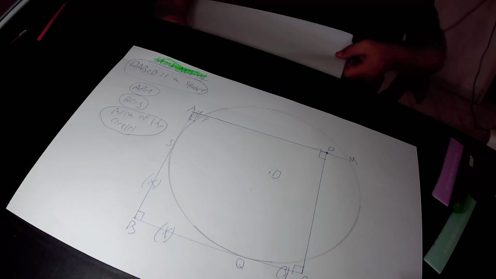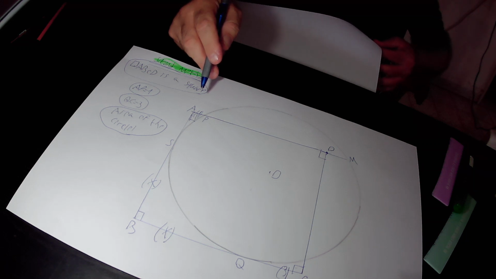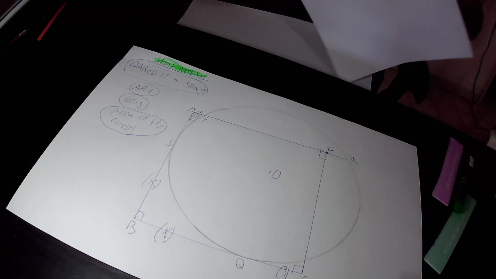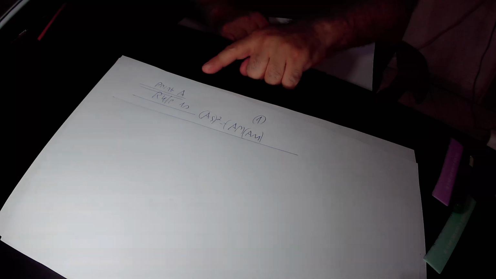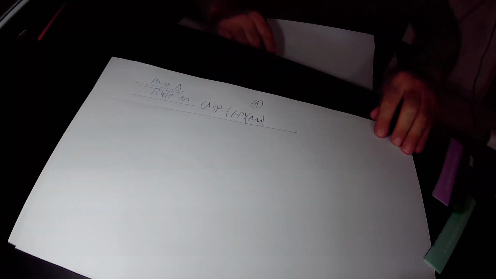So repeat again. If you focus on this common extent point A, we obtain AS square equals to AP times AM.